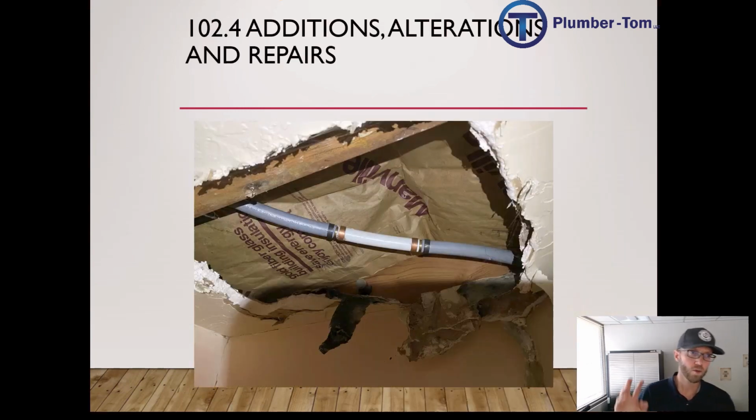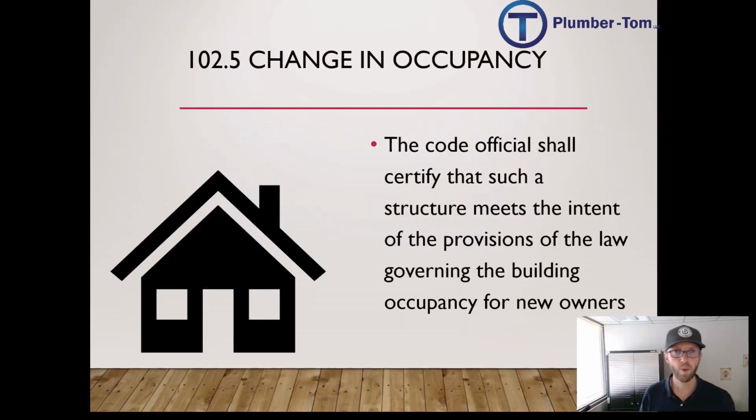When it comes to 102.4, additions, alterations, and repairs, it says additions, alterations, renovations, or repairs to any plumbing system shall conform to that required for the new plumbing system, without requiring the existing plumbing system to comply with all the requirements of this code. Again, going back to the example of polybutylene, in this picture we've got a section that went bad. They cut it out, replaced it with PEX that is approved, and we're not replacing the entire system, but you get the idea.